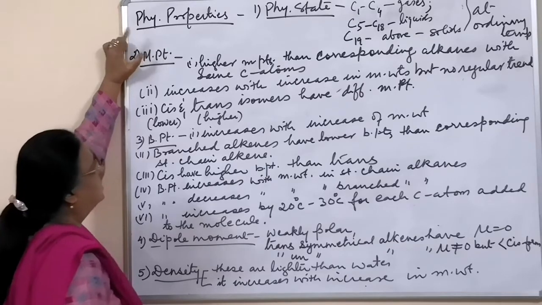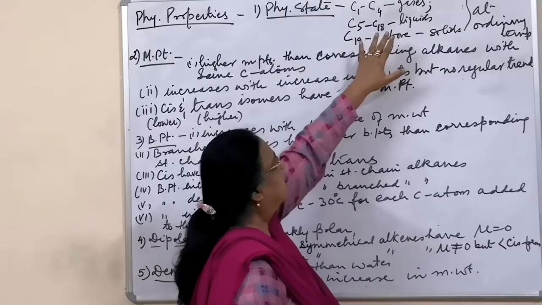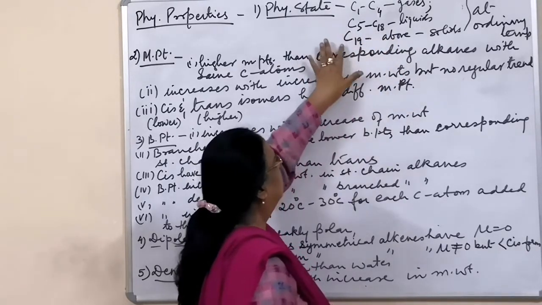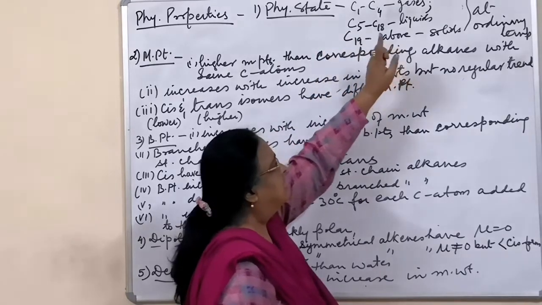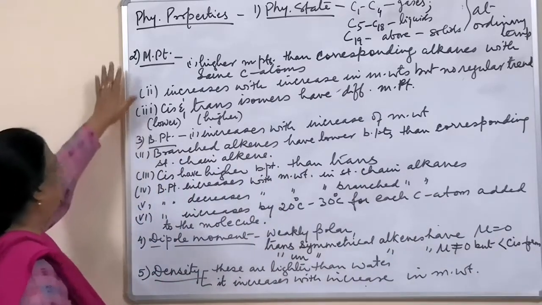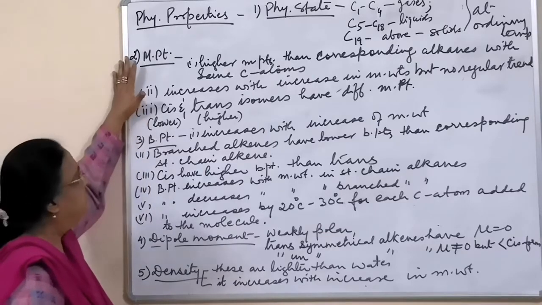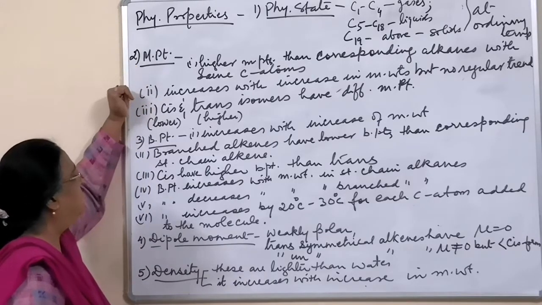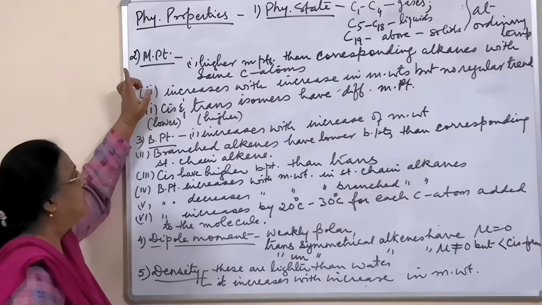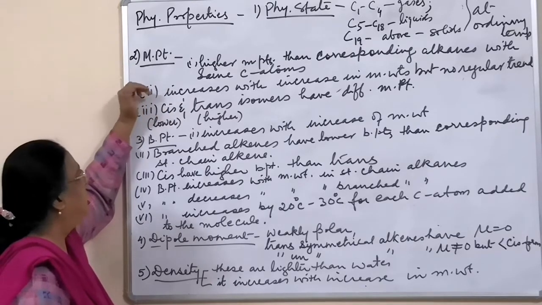Physical properties. First is physical state. Carbon 1 to carbon 4 exist in gaseous state. Carbon 5 to carbon 18 in liquid state. From 19 and above in solid state at room temperature. The second property, melting point and boiling point, these properties are for reasoning questions, so these points are important. First is higher melting point than corresponding alkanes with the same carbon atoms. The point is clear, very simple.